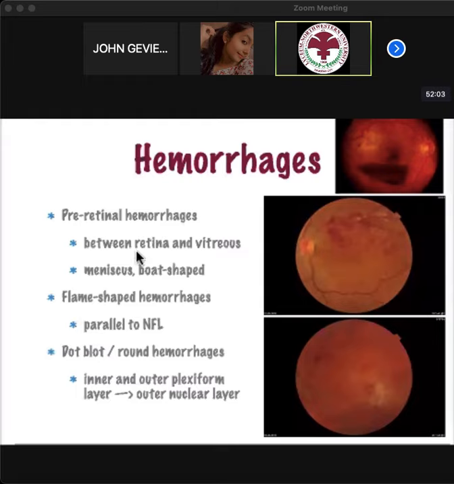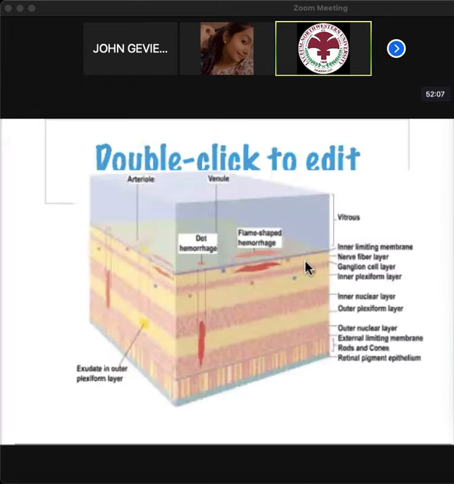Pre-retinal hemorrhages are between your retina and the vitreous. So this is just a cross-section, no? Just like what I told you a while ago, remember the layers of the retina. So the pre-retinal layer, it's just here. It's already on the vitreous, on top of the retina and between the vitreous. If it already traversed the vitreous, it's already here, it would be vitreous hemorrhage.